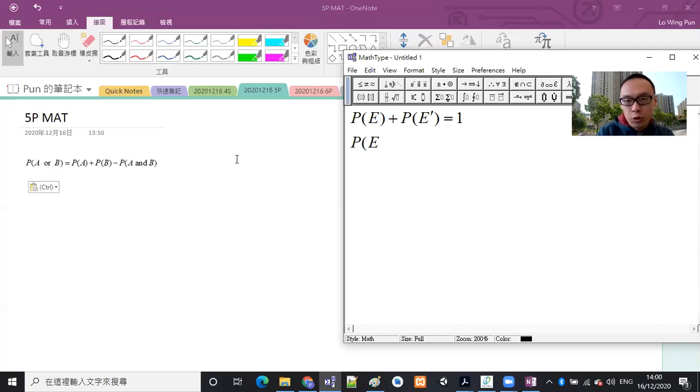So sometimes if you are asked to find P(not E), then you're going to use 1 minus the part that we don't want. P(E prime) is the probability that E does not happen, then it is equal to 1 minus the probability that E happens. E happening is the part that we don't want, so that is to be taken away, using minus this term.